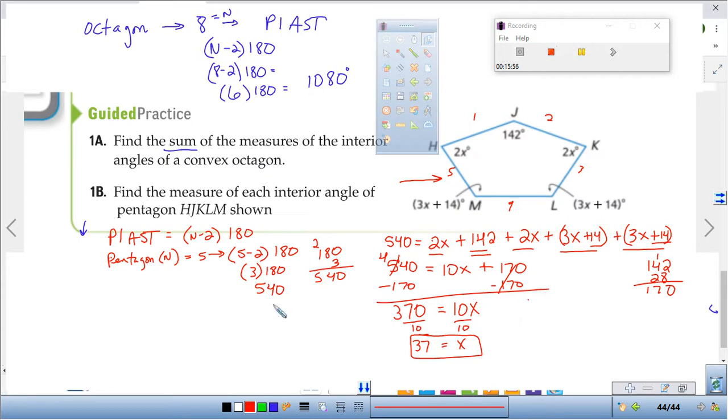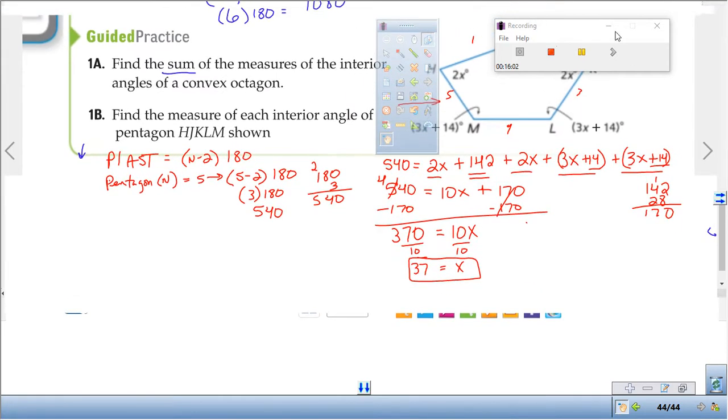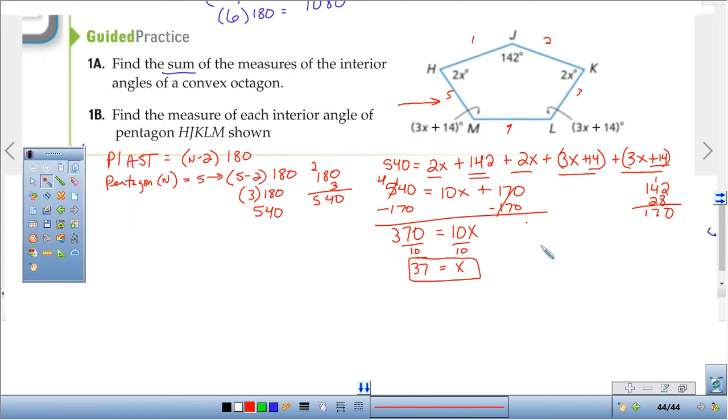I have room over here, oh yeah, I can just move it up. We have to name each one. Angle H is equal to what? 2 times 37, which is 74. Angle J, well, we already know that one: 142. Angle K, we already know that one too, right? 2 times 37 again, which is 74.